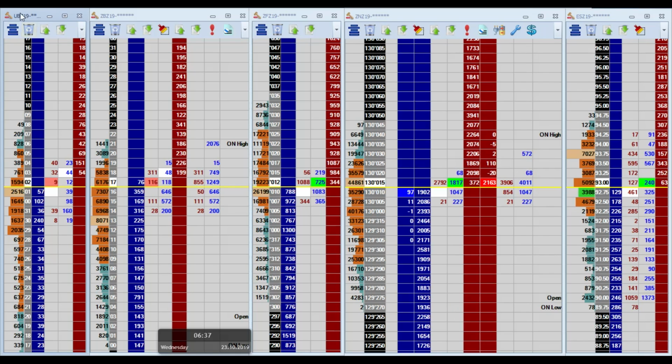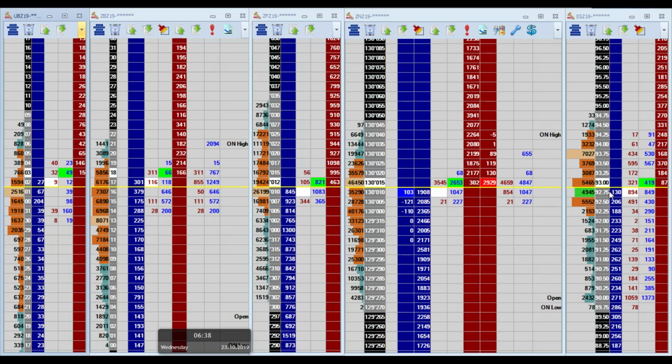Right here on the left is the Ultra Bond, symbol UB. This is ZB, the 30-year. This is the ZF, the 5-year. This right here is the 10-year, symbol ZN. And all the way up here on the right is ES, the E-mini S&P 500.